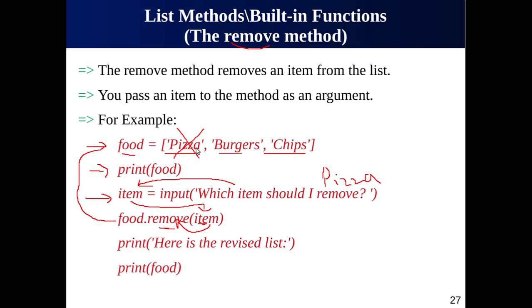Once this is deleted, all the elements will move 1 position backward, so that now the list will contain burgers and chips, and the total number of elements has decreased by 1. Previously the list contained 3 elements, now the list will contain 2 elements. So the size is decreased by 1. This is possible with the help of the remove function.